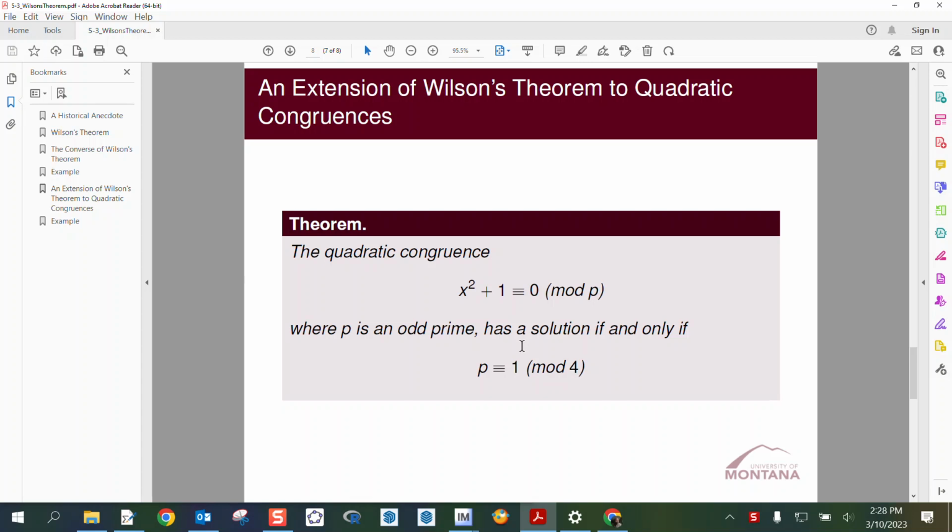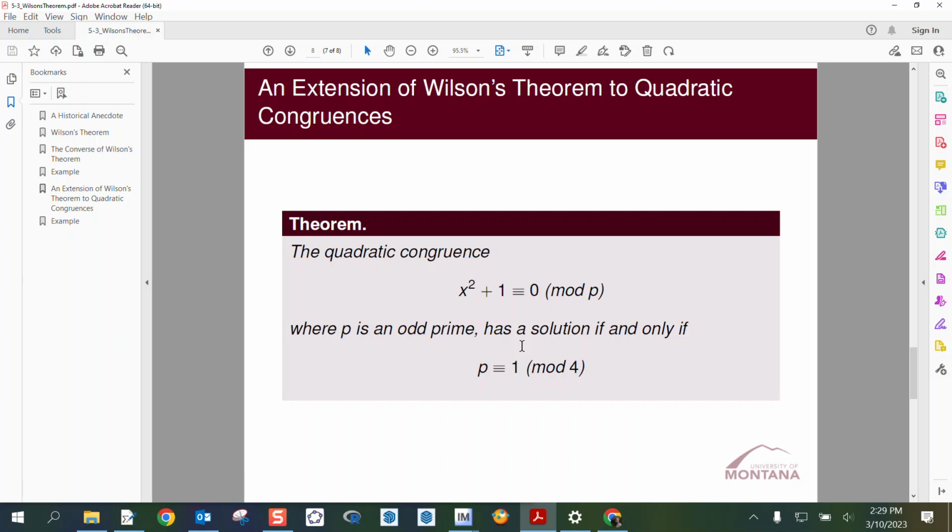So it turns out that Wilson's theorem allows us to get a little bit of a handle on how quadratic equations, or at least one particular class of quadratics, can be solved. And it's this one. It says the quadratic congruence x squared plus 1 is congruent to 0 mod p, where p is an odd prime, has a solution if and only if p is congruent to 1 mod 4. So that's a pretty surprising place to start our study of quadratics. What it seems to indicate is that some quadratics in modular arithmetic have solutions and others do not.